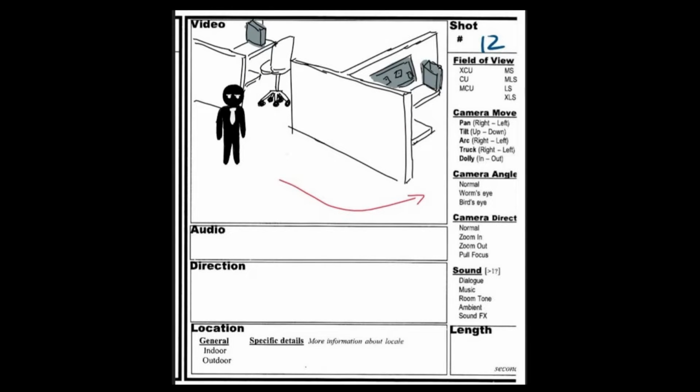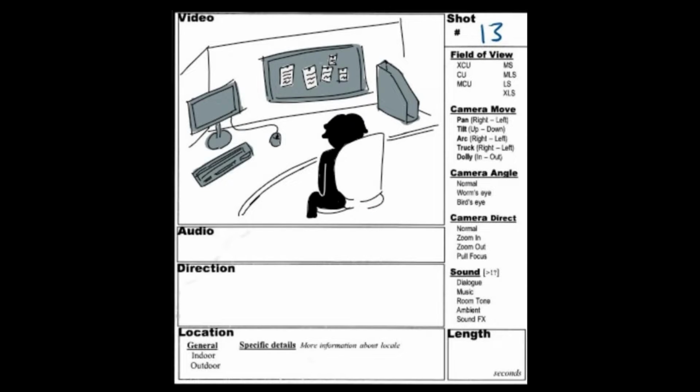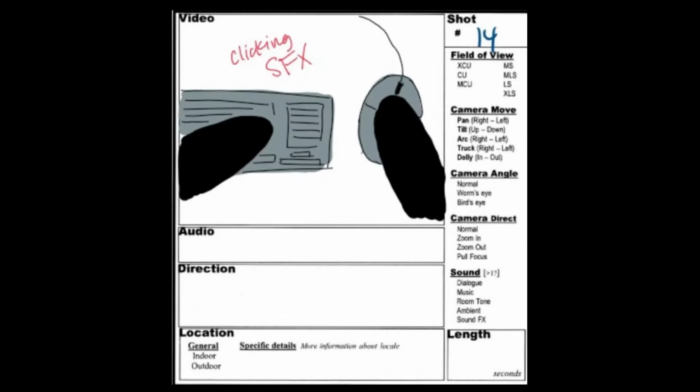He's going to walk past a few cubicles and into his own, and then he's going to sit down, and you're going to have a brief look at the environment of his cubicle with his monitor, keyboard, mouse, a bulletin board, and some folders. After that, our main character is going to start working with some clicking sound effects, typing on the keyboard and the mouse.